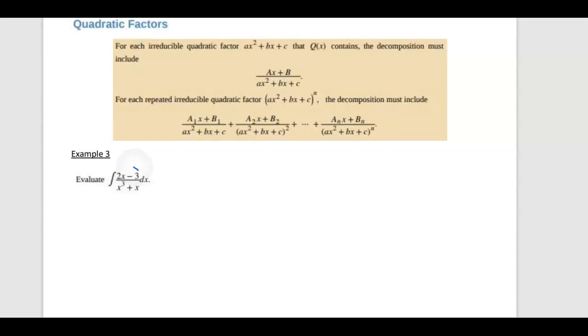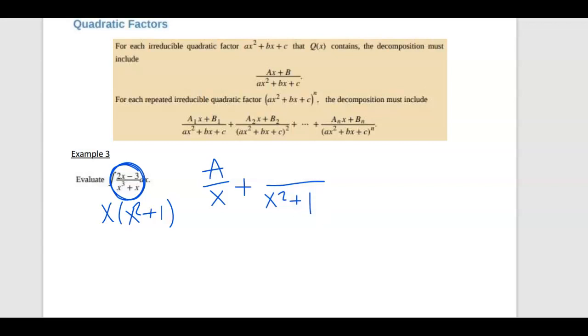So this fraction must come from a function with x and x squared plus 1 in its denominators. Notice it doesn't have any repeating terms, but in order to get 2x minus 3, A over x is one of my fractions, but my other one, in order to make sure I get the right linear combination for my numerator, needs to have a linear term in the top, okay? And if you had a cubic, you would need a quadratic in the top. It always has to be 1 degree less in your numerator.